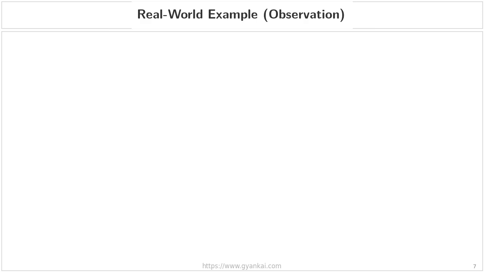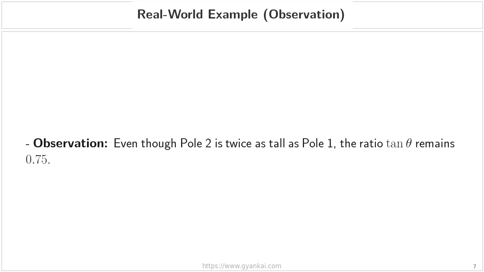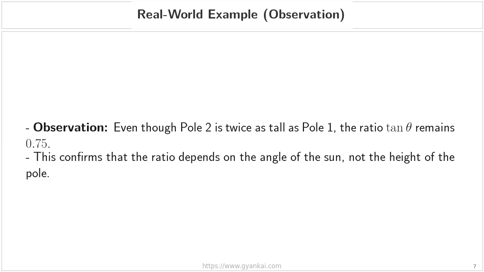Real-world example, observation. If you look closely at our observation, you'll notice something very important. Even though the second pole is twice as tall as the first one, the ratio of tangent theta remains exactly 0.75. This is the aha moment of this example. It confirms exactly what we discussed at the beginning of our lesson. The trigonometric ratio depends entirely on the angle of the sun and is completely independent of the height of the pole.